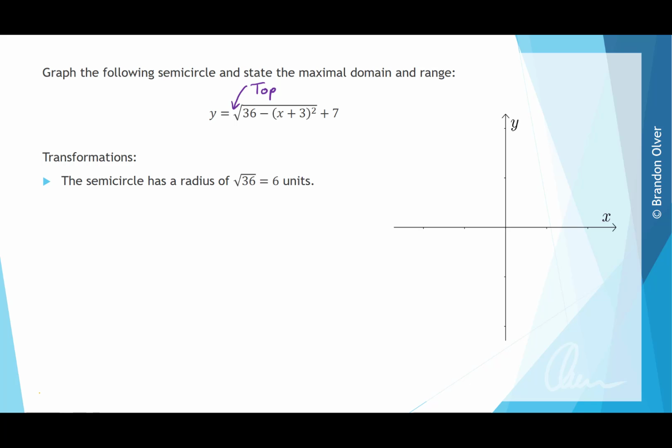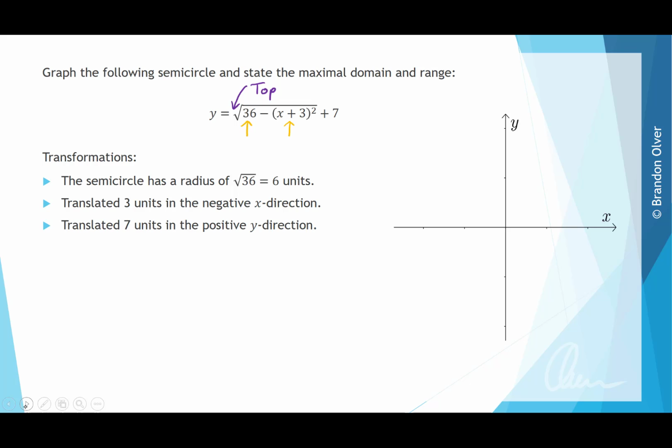So the first transformation we can acknowledge is that this has a radius of 6 units, and that comes from this term here under the square root sign. So the square root of 36 is 6, and that gives the radius of our semicircle. We can also see that it's been translated 3 units in the negative x direction, and that comes from the x plus 3 in this position. Finally, the graph is translated 7 units in the positive y direction, and that is a result of the plus 7 in that position of the equation.